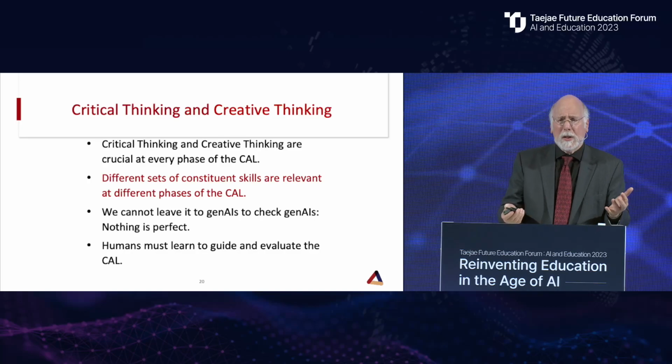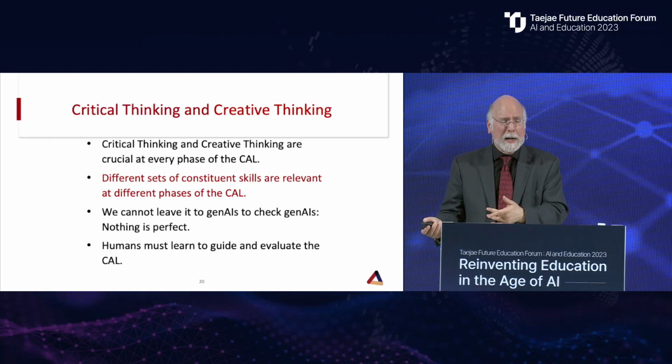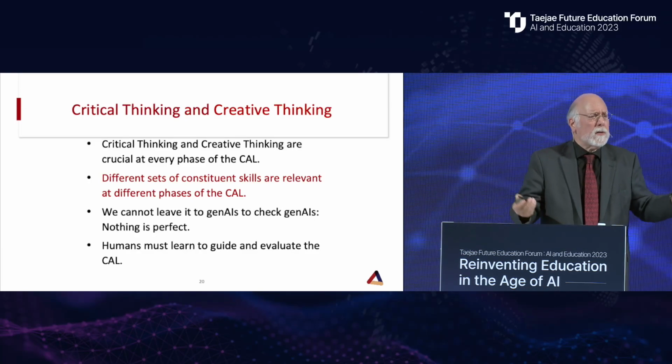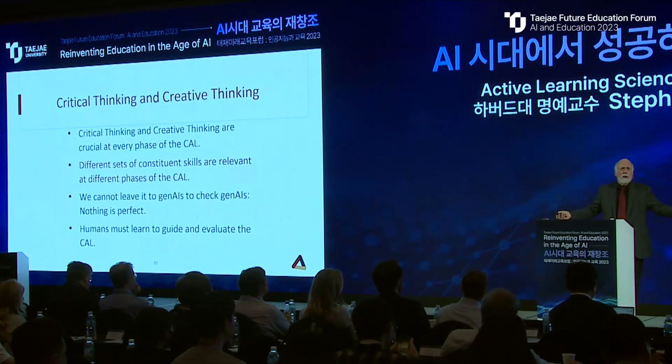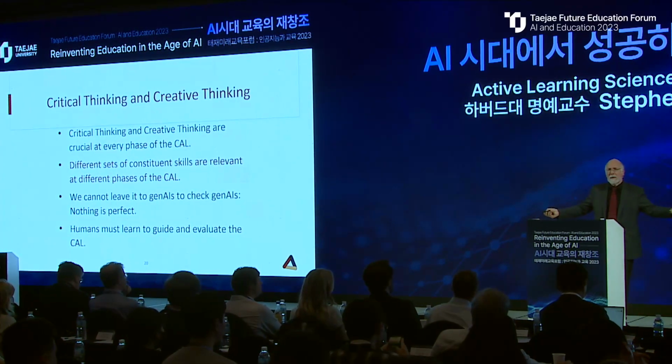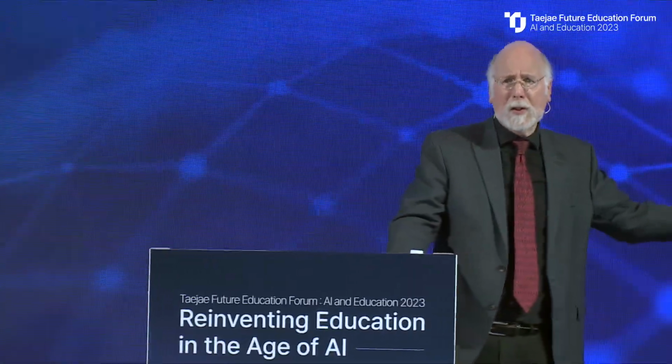Why do we want to teach this? We can't leave it to Gen AIs to check other Gen AIs. So when I first started thinking about this, I thought, do we need to teach people critical thinking anymore? Or creative thinking? These AIs are pretty good at that. Why not just have one AI check another one? Well, it's not perfect. So then we would check the one that's doing the checking. And how about the one that's doing that checking? It's called an infinite regress. So no, not particularly good ideas.